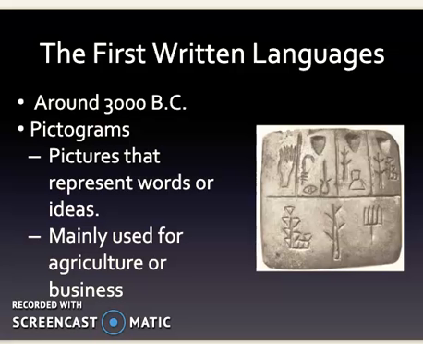Hey guys, so we are going to do our notes today about written language. I have passed out to you the Cornell Notes form for the origin of language, and you are going to fill them out as we go.